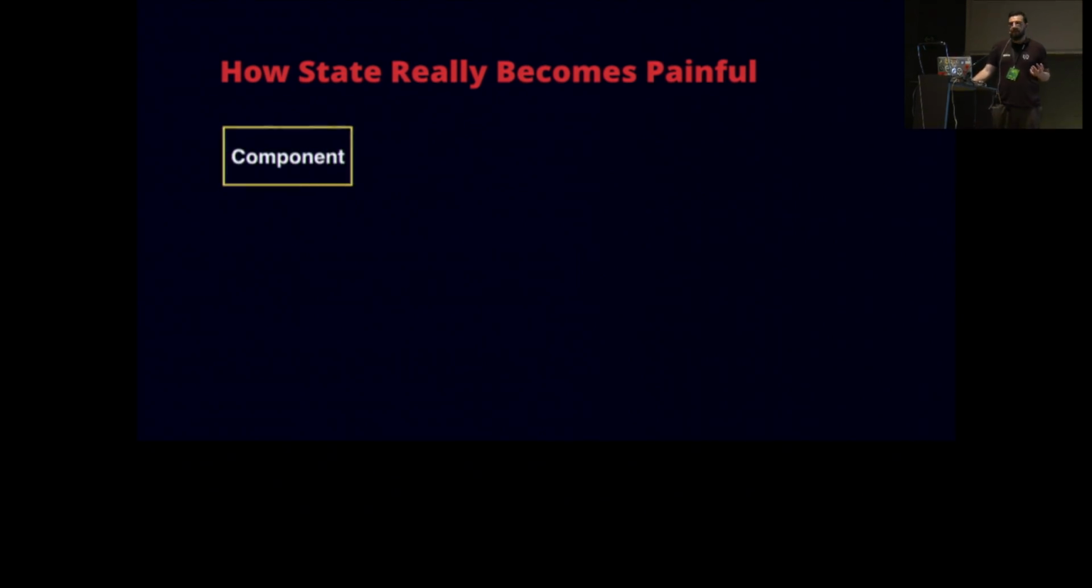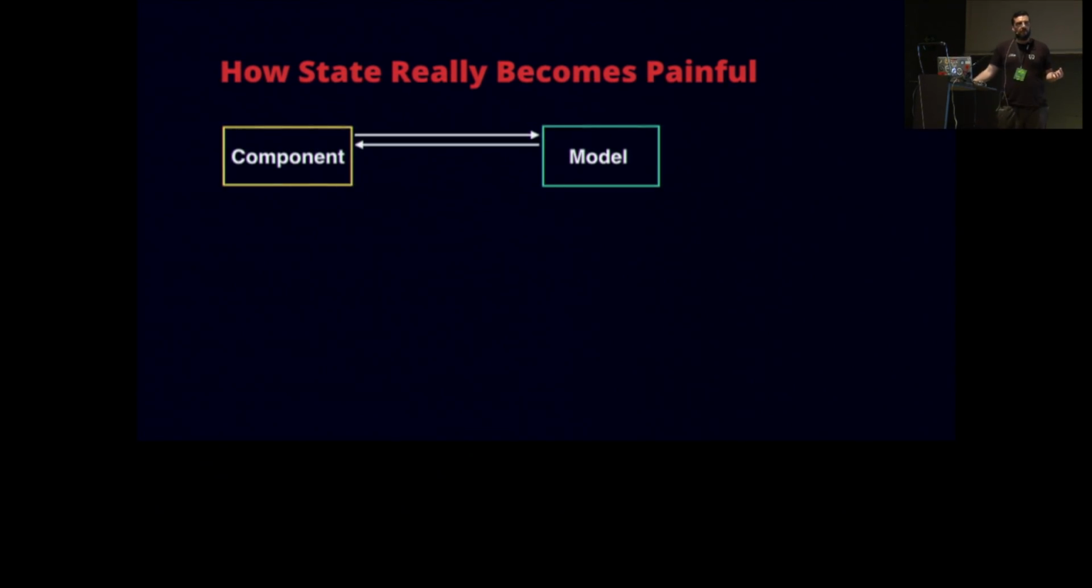So how does state become painful in an application? Take your traditional MVC approach, where you have a component that's talking to a model, and your component will get or update your model. Your model will update itself, and then your component will reflect that change. And in a small-scale application, it works fairly well.